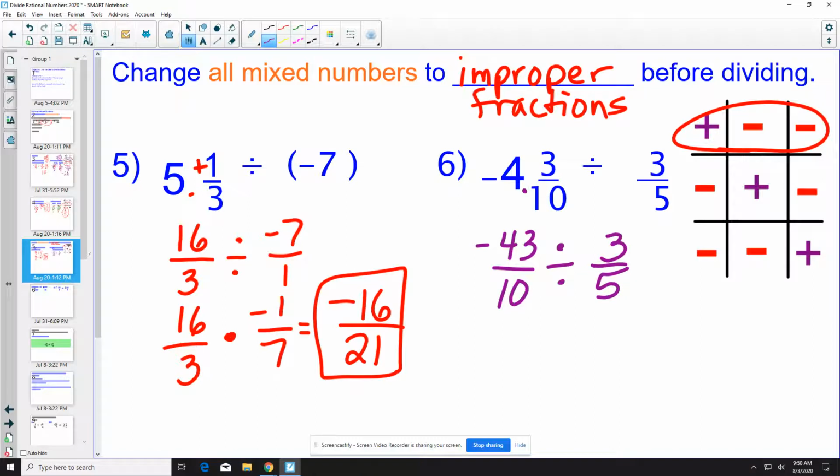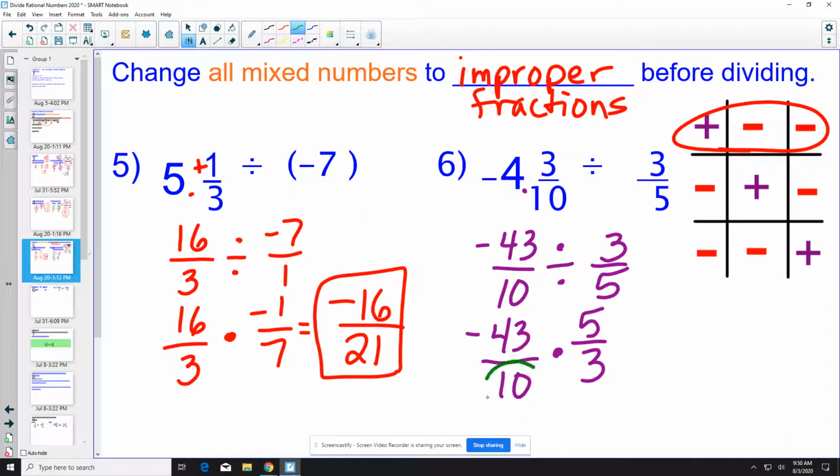But it's division, so now we've got to keep, change, flip. So on your paper, keep negative 43 tenths the same. Change your division to times. Make the second fraction the reciprocal, which is 5/3. Once you flip, you can look for cancellation. You can't do cancellation until you flip.